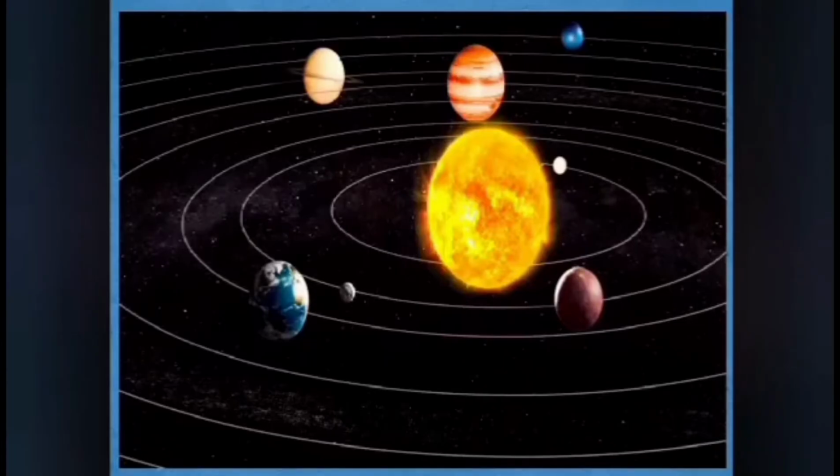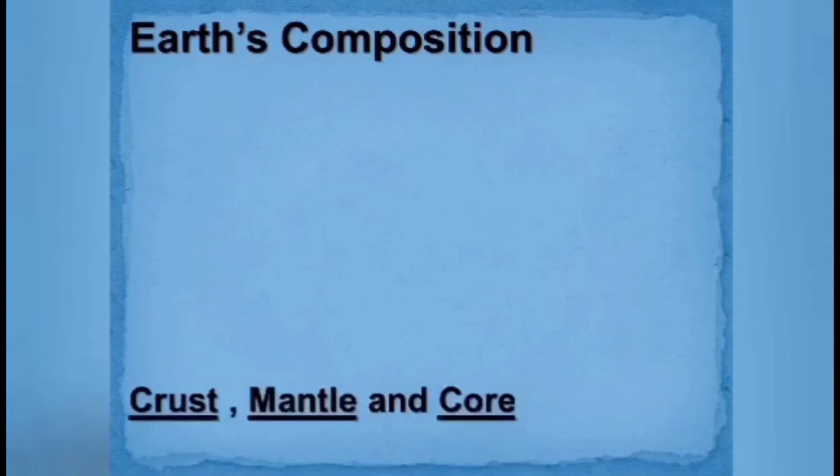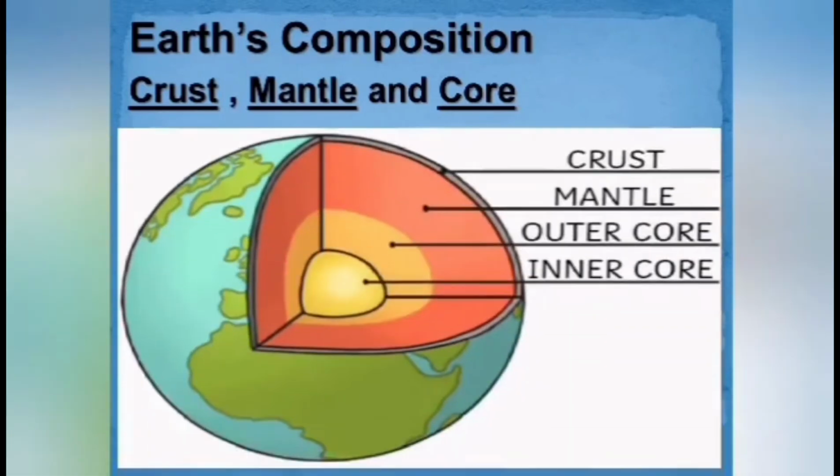Earth science involves the study of Earth's composition, the activity within its layers, the ocean, and the weather system. There are three layers in Earth's composition. First, we have the crust, the mantle, and the core. In the core, we have the inner core and the outer core.